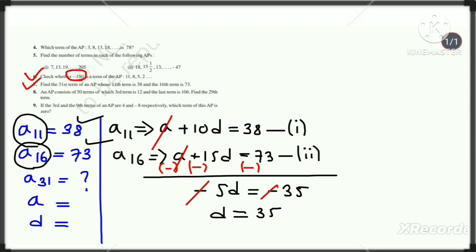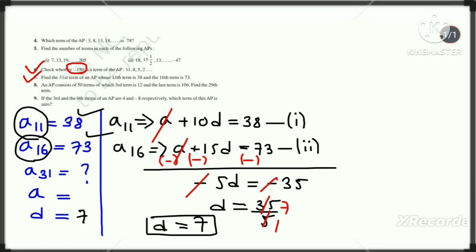35 by 5. Now 5 ones are 5, 5 sevens are 35. In this way, here we have obtained D equals 7. Now by putting the value of this D in equation 1, we can obtain the value of this A, right? So here our first equation is, okay, let's solve over here.